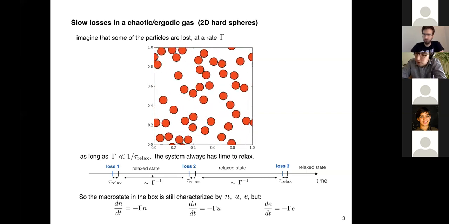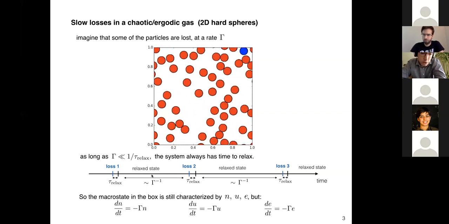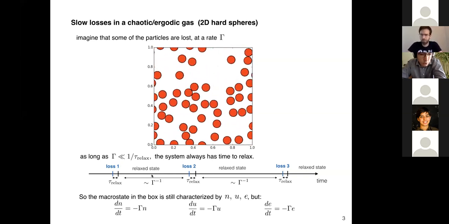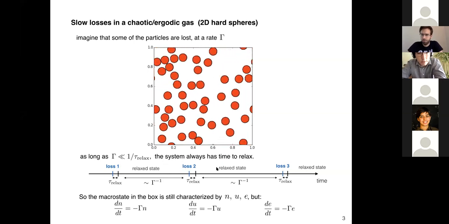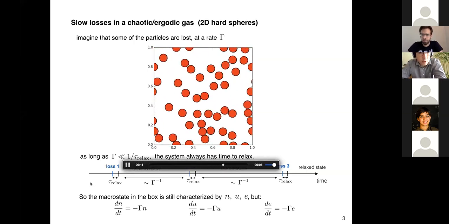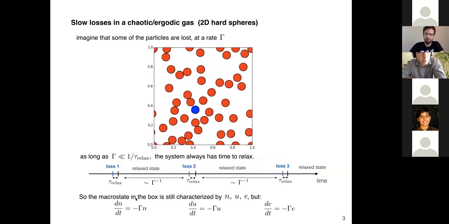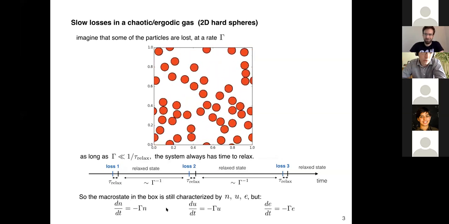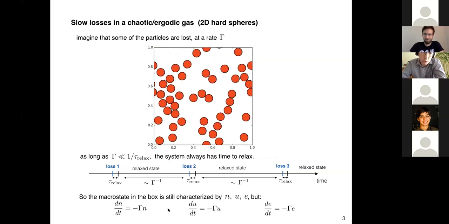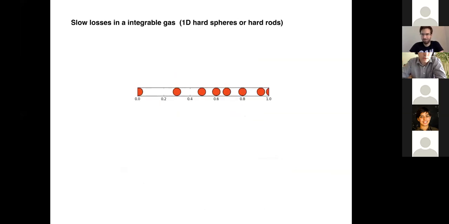And so even though in that system, strictly speaking, the energy, momentum, and particle number are not conserved anymore, we can still describe this system as at equilibrium. It's just that the equilibrium state is going to slowly drift as a function of time, here in that simple toy model according to these equations. But we'll see more complicated equations later. So that's essentially the story that we would have for a gas with losses at equilibrium, a gas that thermalizes.